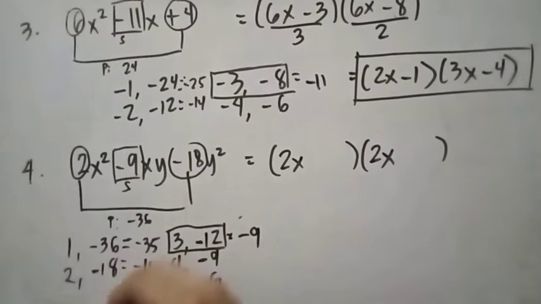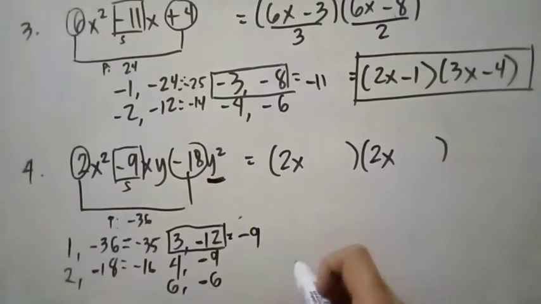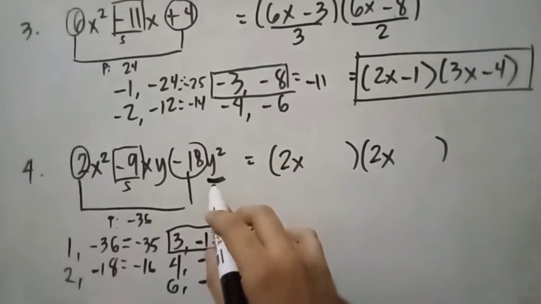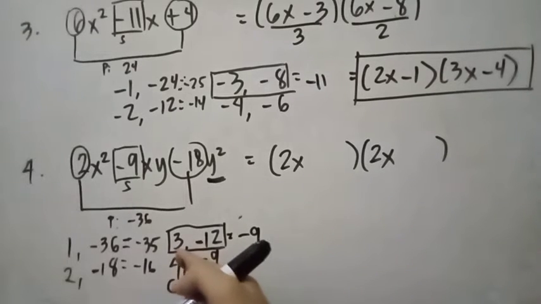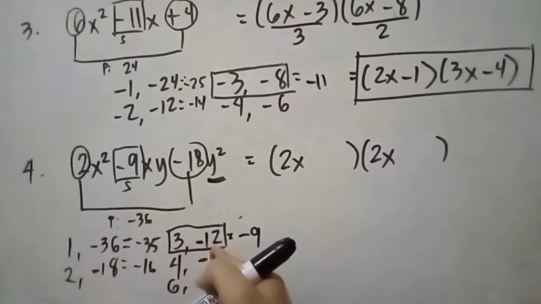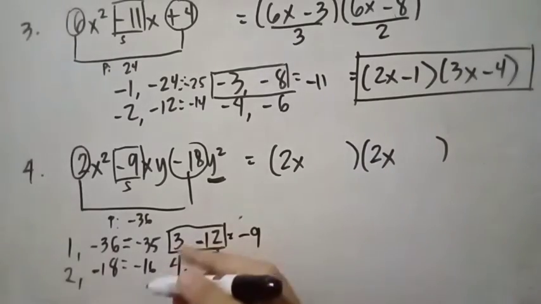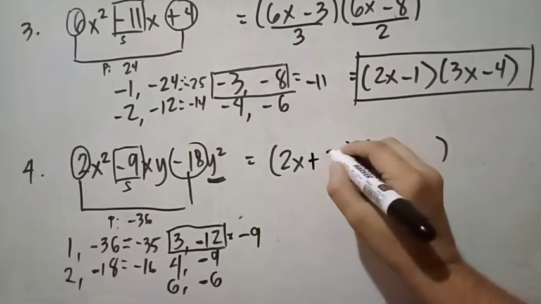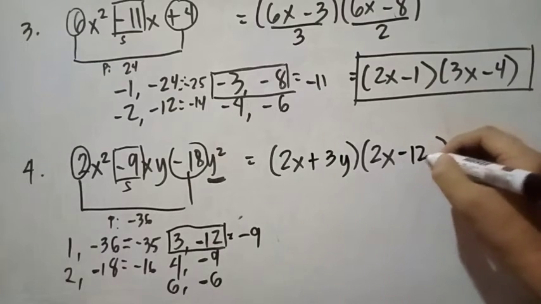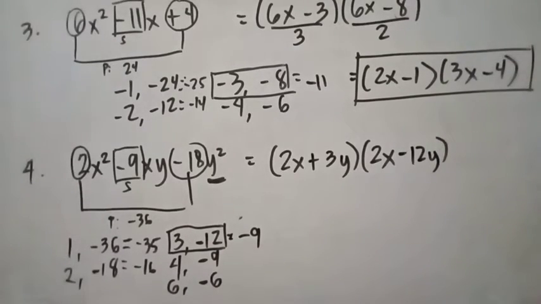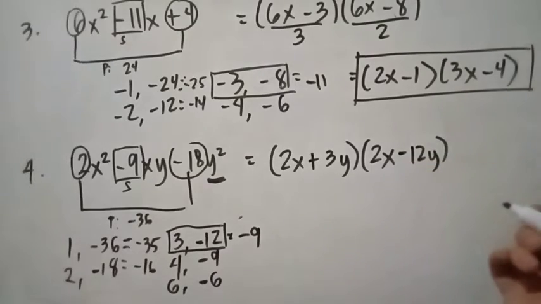Kaya lang, tignan mong mabuti. Ayan. May y squared sa last term. Diba? So, ibig sabihin nun, yung factors niya ay y and y. So, idugtong natin ng y yung 3 at saka ng negative 12. So yung last term ng bawat binomial ay magiging positive 3y and negative 12y. Ayan na yung binomial factors.